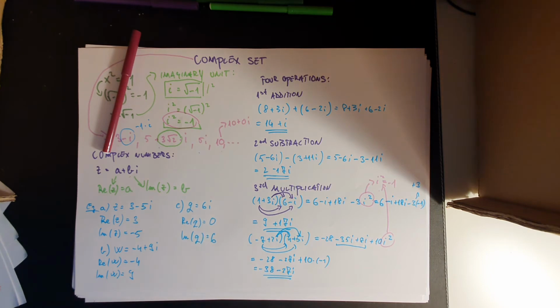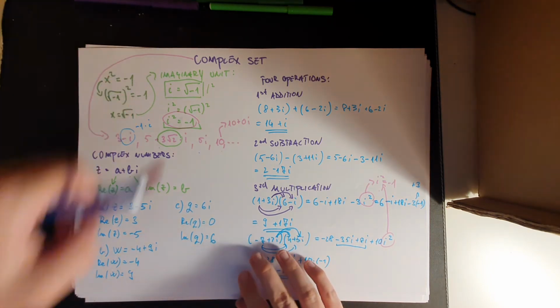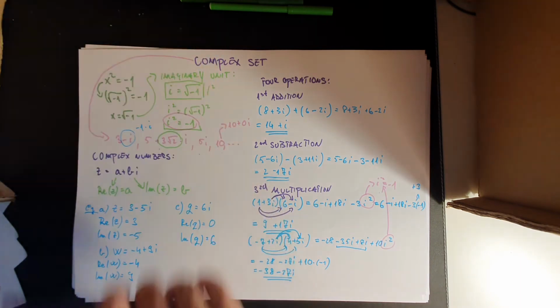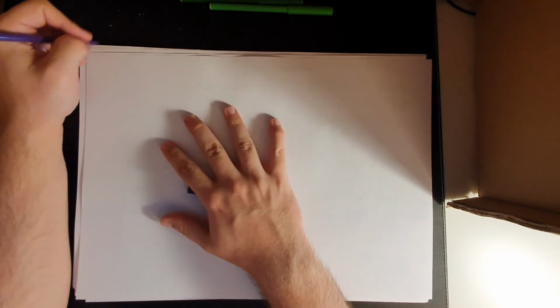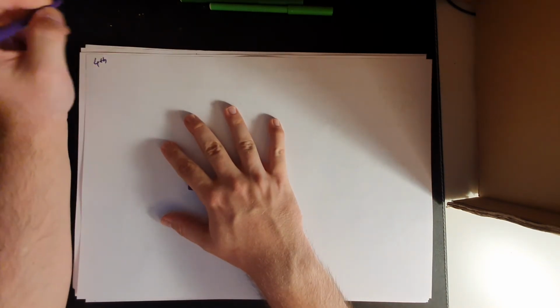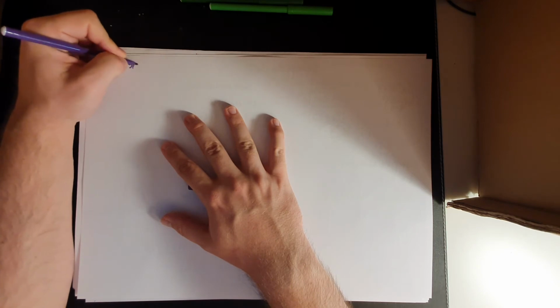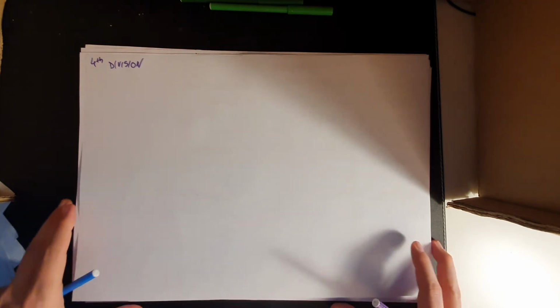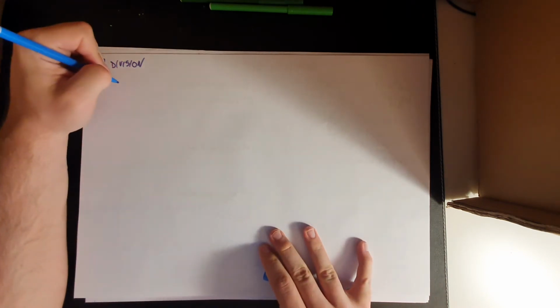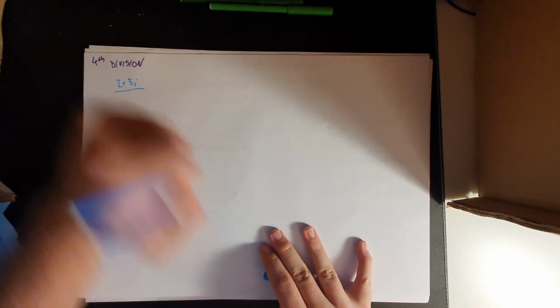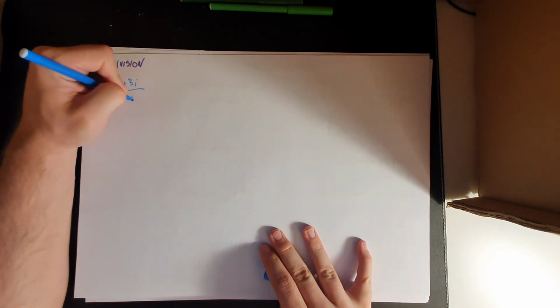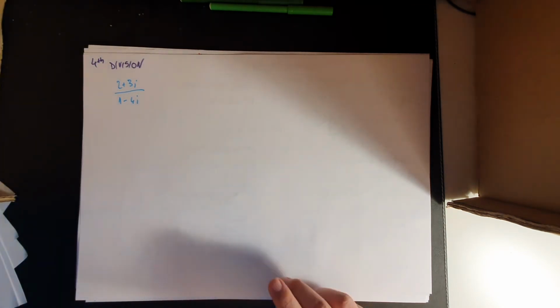So this is the third one. Let's continue on with the last operation, and that is division as the fourth one. And it is the most complicated one. The idea is as follows. Let me show you an example. So 2 plus 3i is divided by 1 minus 4i. Now the issue arises, how am I going to divide them? What is the division in all this?